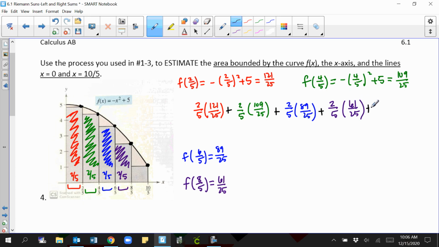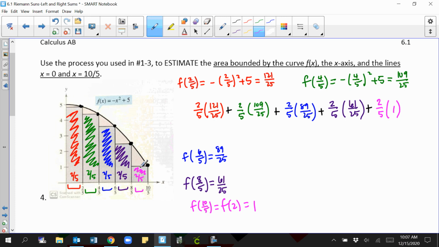And then we need to find our last rectangle. My width is from 8/5 to 10/5, so 2/5 again. To find my height, I need to find f of 10 over 5, which really is just f of 2. When I plug that in, I end up with negative 2 squared plus 5, and that's going to give me 1. So I'm going to have my width of 2/5 times my height of 1.